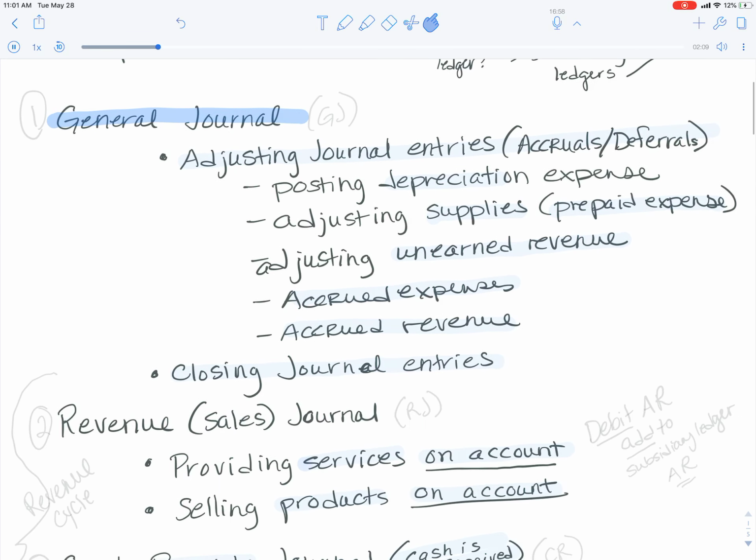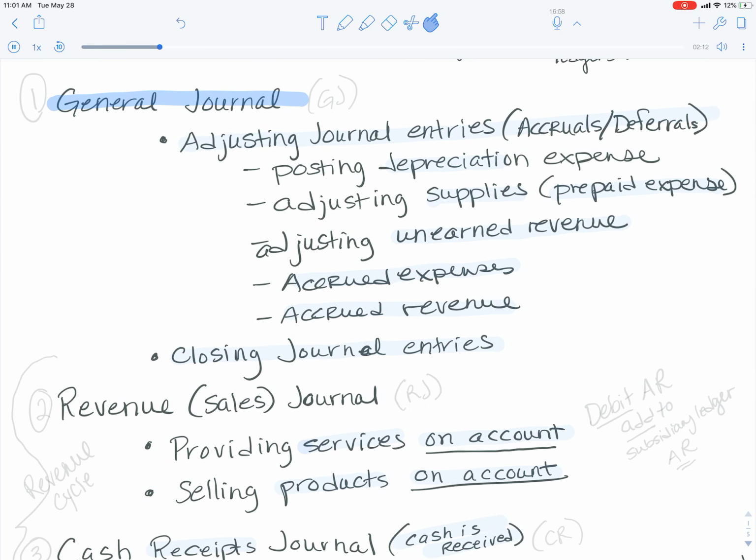The general journal also has a second purpose, which is to post our closing entries. So you learned in chapter 4 how to create the 4 steps of closing entries. Well, when you post those to a journal, they go in the general journal type. And I like to abbreviate the general journal with a GJ. Okay?